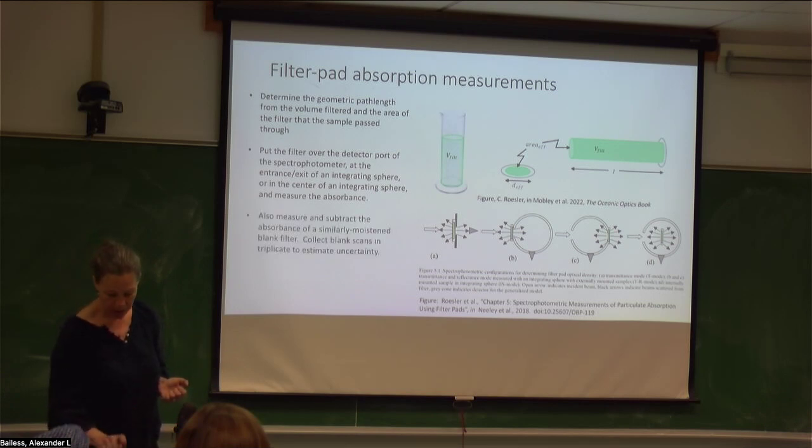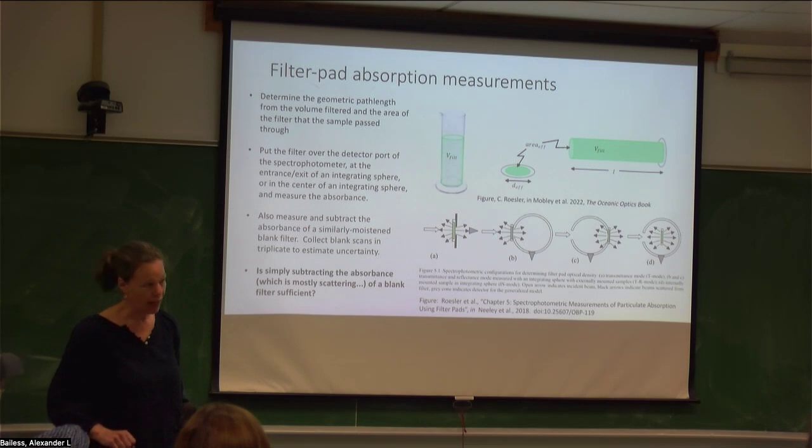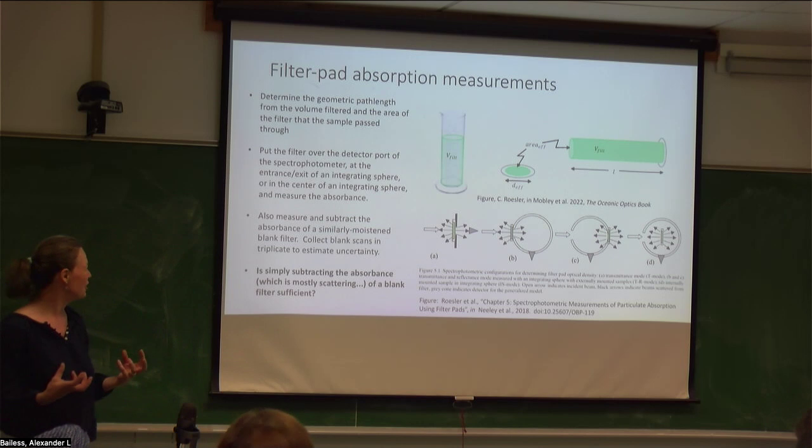So that's our blank scans, right? We'll have a blank filter that we measure relative to the sample filter. And this is your question: is it simply sufficient to just subtract the absorbance of the mostly scattering empty filter?